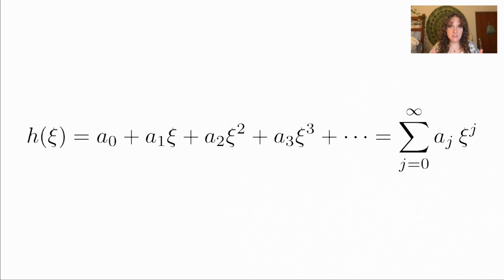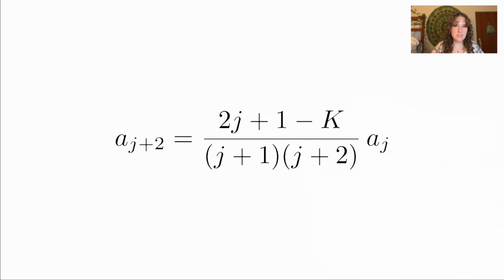Last, we assume h is a power series. H of squiggle is equal to coefficient plus coefficient times squiggle plus coefficient times squiggle squared. Plug it in and you get a recursion relation, a recipe that determines each coefficient from the ones before it.